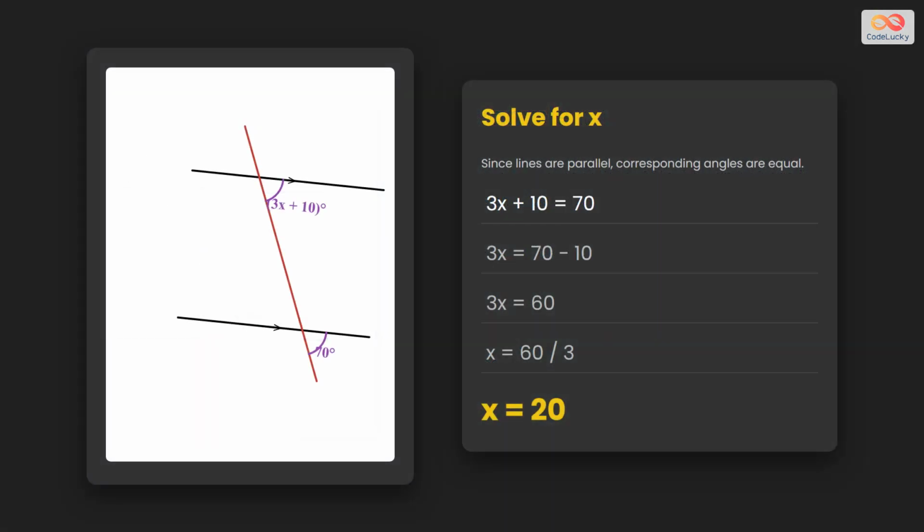Now for some algebra. We have an angle of 3x plus 10 and a corresponding angle of 70 degrees. Because the lines are parallel, we set them equal to each other. 3x plus 10 equals 70. Subtract 10 to get 60, then divide by 3. X equals 20.